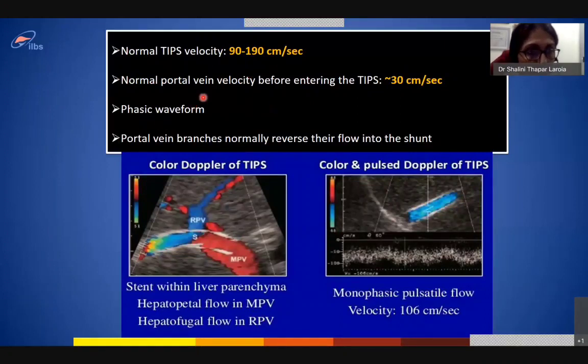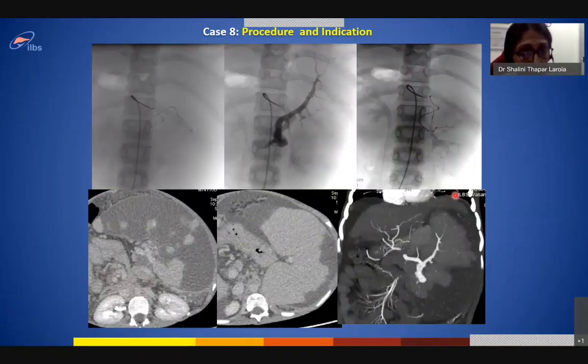The waveform is usually phasic, and portal vein branches will normally show reversal of their flow into the shunt. So this is the main portal vein like we saw, but because our stent was thrombosed, we did not get a full color filling, although there was reversal of flow seen in the color Doppler and the pulse Doppler. So it's very important to identify that.